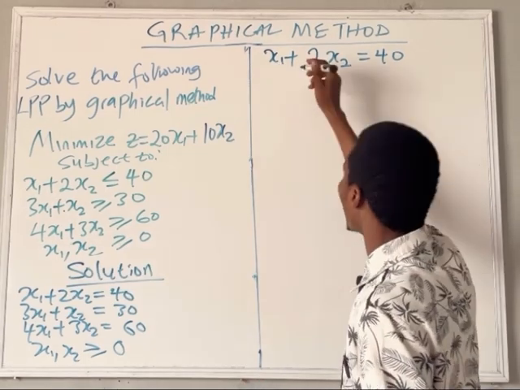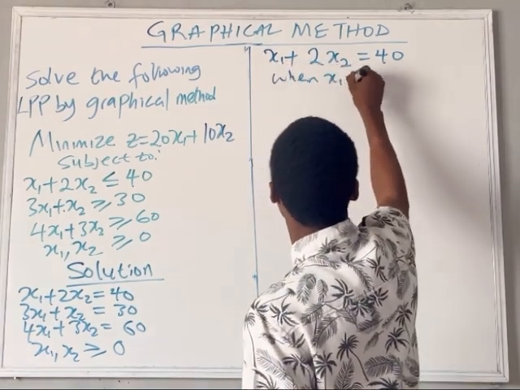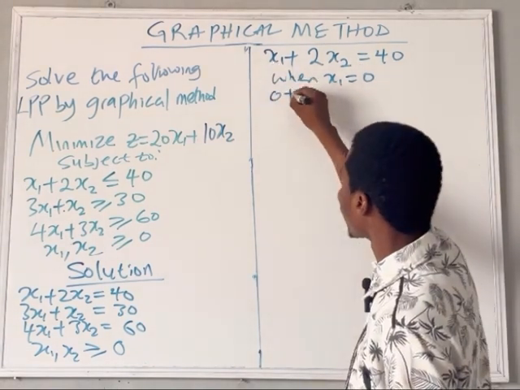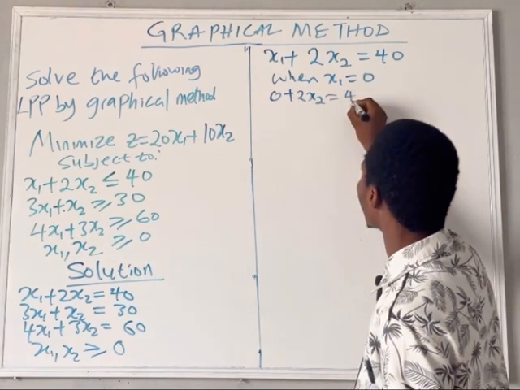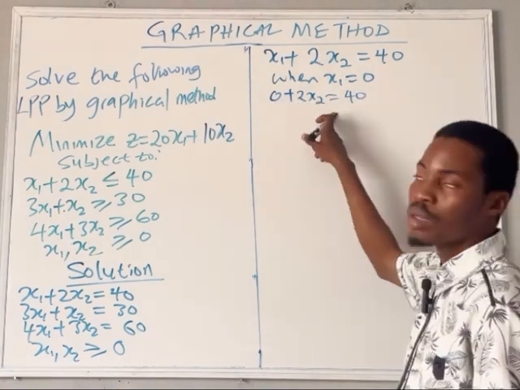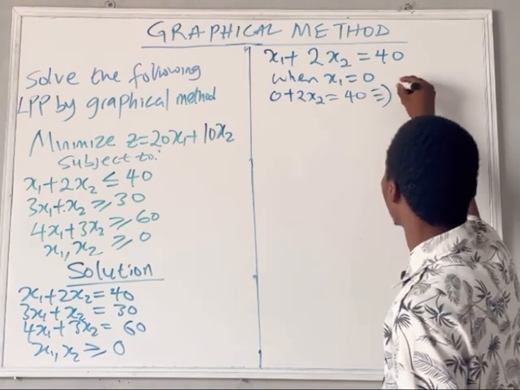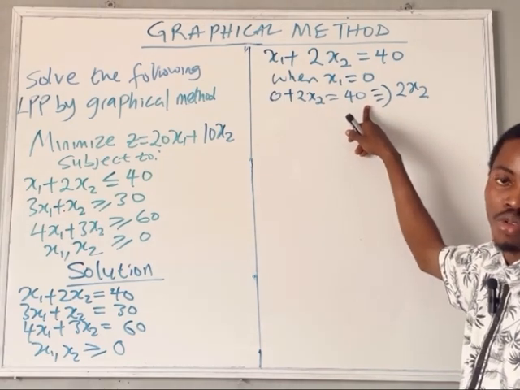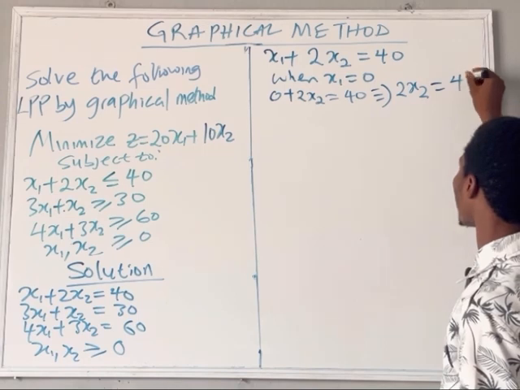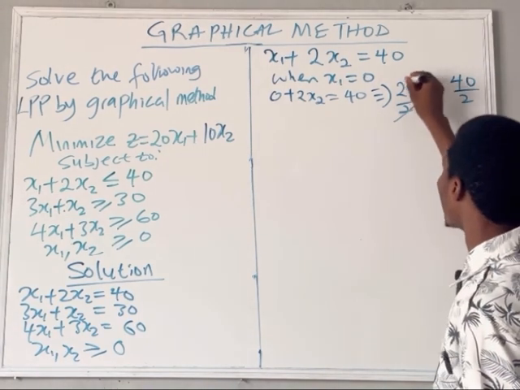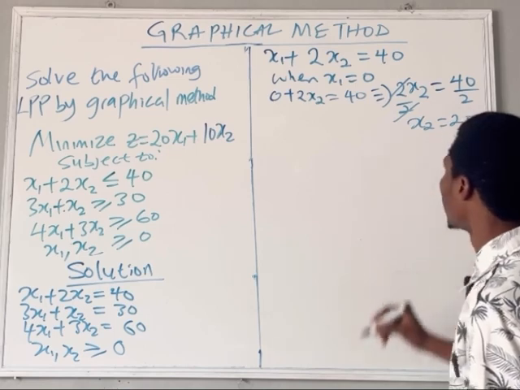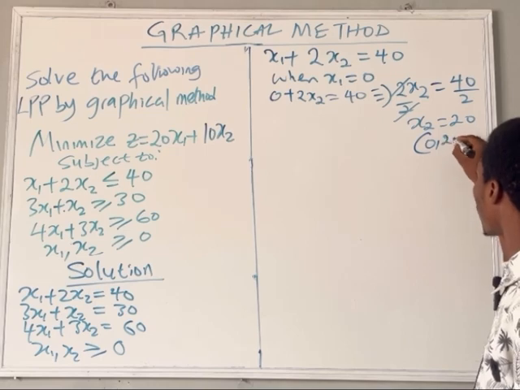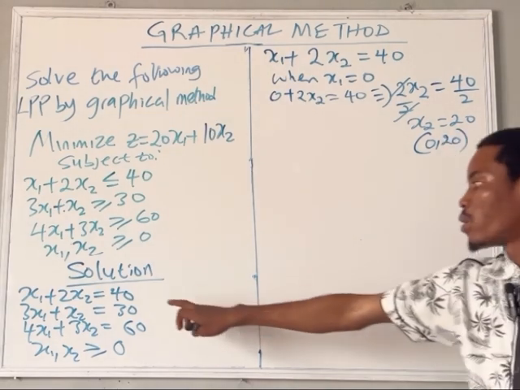So when x1 is 0, what are we going to get? Whenever you see x1, you're going to put 0. You're going to have 0 plus 2x2 is equal to 40. So from here, 0 plus 2x2, I'm going to get 2x2. If you take 0 to the constant side, it will be 40 minus 0, so 40. Divide both sides by 2. So you are going to get x2 is equal to 20. So when our x1 is 0, we get x2 as 20. This is our first point here.